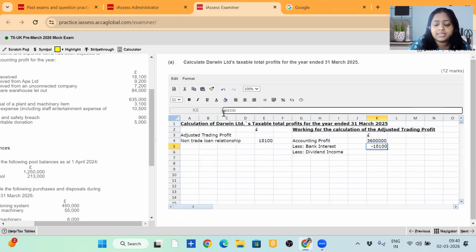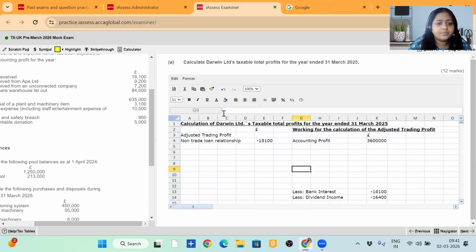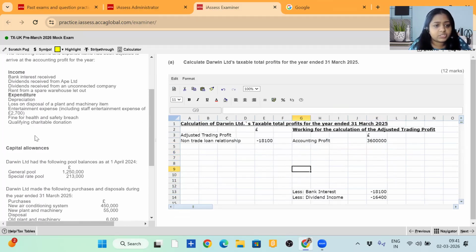Now, I know you can say, ma'am, should we take the reduction above, or do we only need to take it down the line? Ideally, you should take it down the line. So I'll shift it down the line. Okay? 9,200 plus 7,200. Okay, next, let's go to the next one.